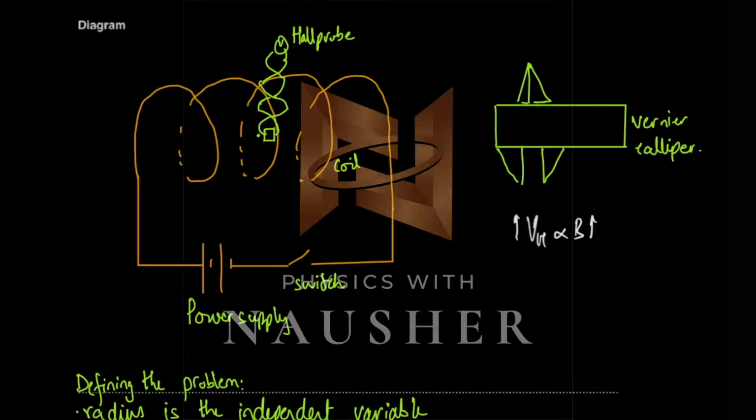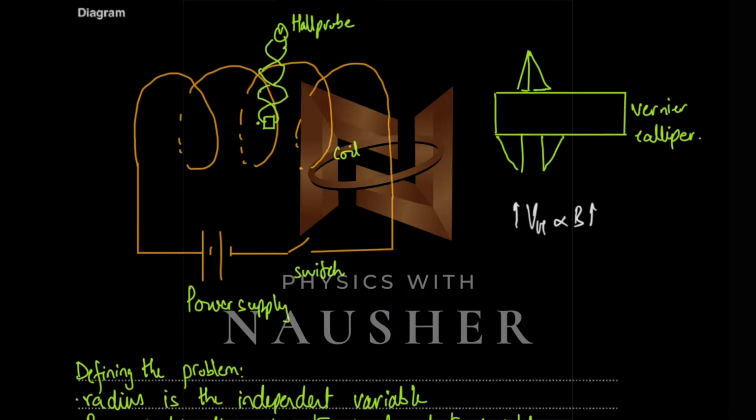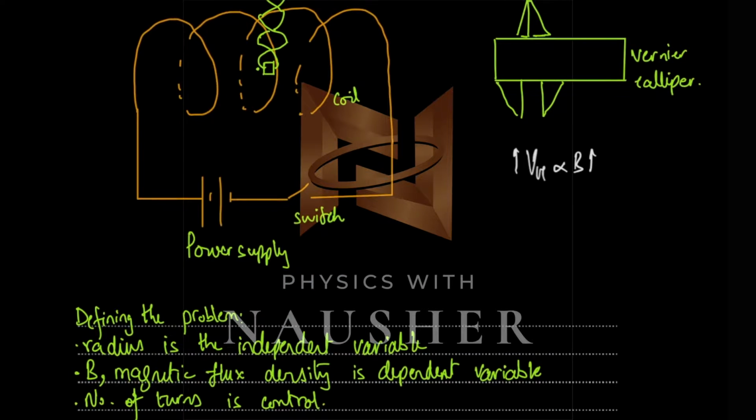Radius is going to be the independent variable because that is something that we will change. The magnetic flux density is going to change as a result of that. The number of turns must be kept constant because, like I said, if the number of turns change, then the strength of the magnetic field could change. And also in this experiment, because we are using a power supply, obviously there will be a current, so we will keep the current constant as well. Now it is your choice whether you want to put current as your constant or control variable over here, or the number of turns.